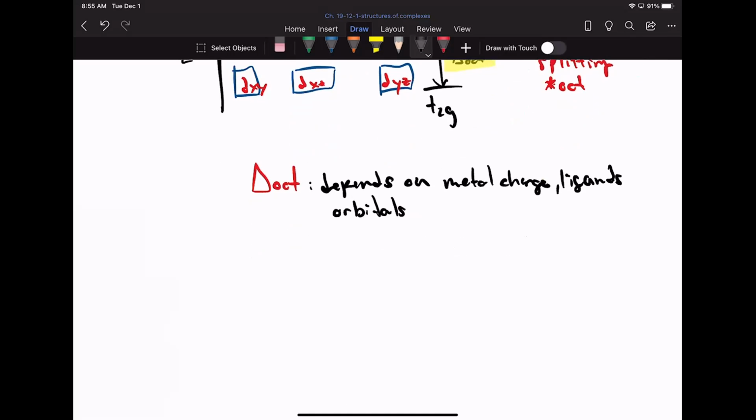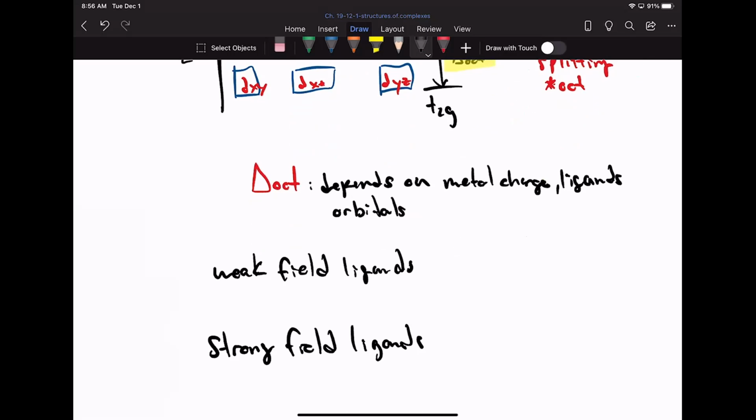So we have two different types of ligands, right? We have what's called weak field ligands, and we also have what we call strong field ligands.